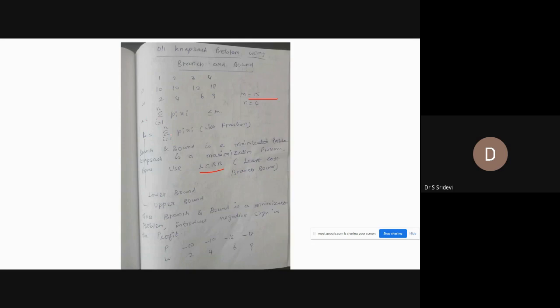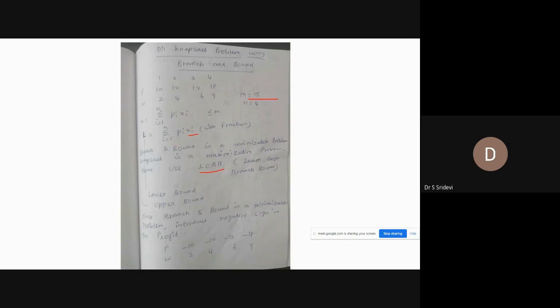The equation is nothing but a summation of i varies from 1 to n, pi into xi. Here xi is 1 if the object is included in the bag, and if the object is not included in the bag, you put simply 0. And pi is the corresponding profit. So this is the summation. Both formulas are used to find the lower bound as well as the upper bound.